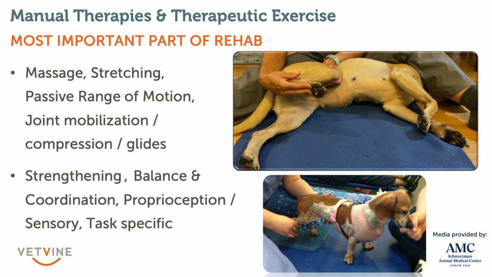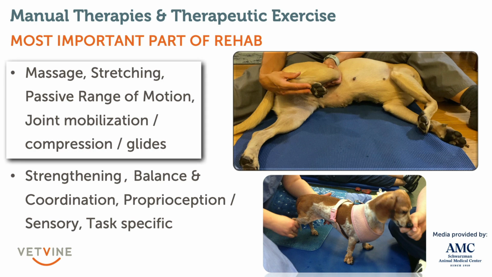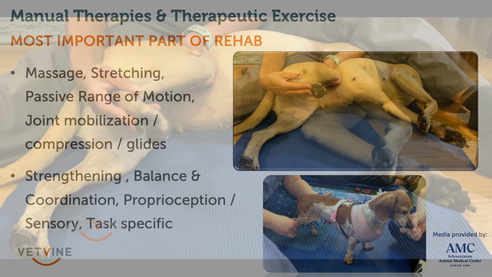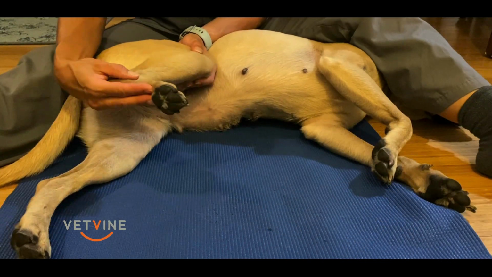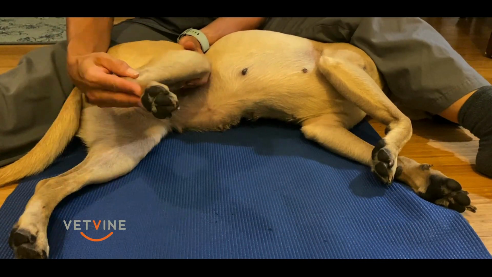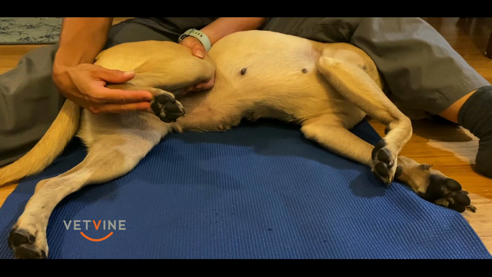The first category, I would say, is what we call recumbent therapy. So their dog is lying down for these. This can include things like massage, stretching, passive range of motion. I'm actually doing a demonstration here on my personal dog that I use in training my interns and residents on how to appropriately do range of motion.